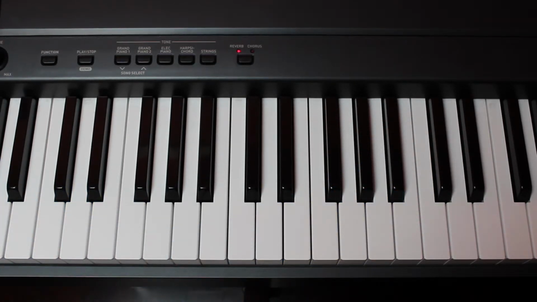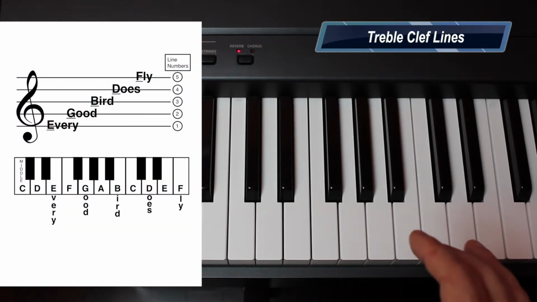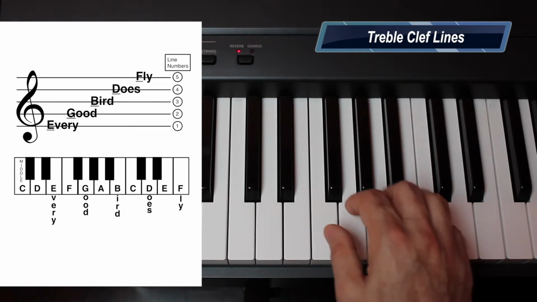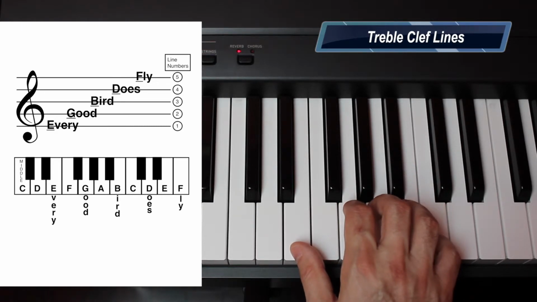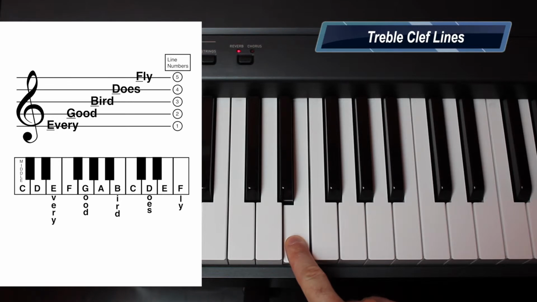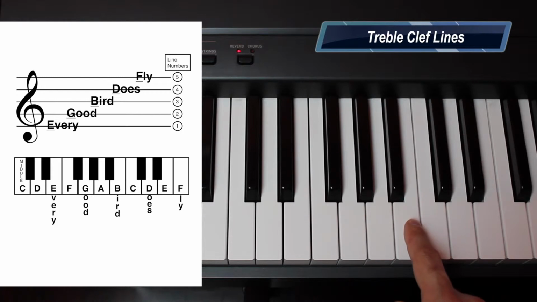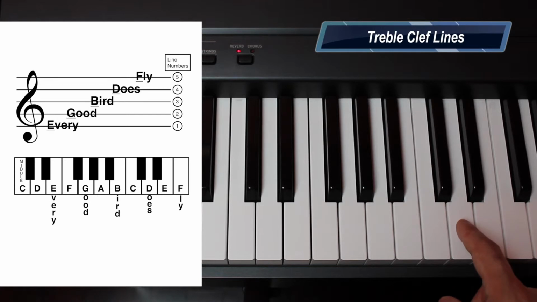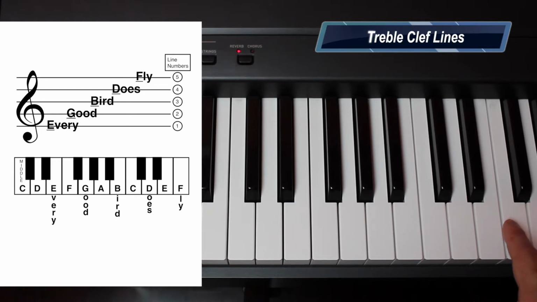So we had two sayings, one for the lines of the treble clef and one for the spaces of the treble clef. The notes that are associated with the saying for the lines are E, G, B, D, and F. And those are right. I'll show you the positions of those notes on the keyboard. The E for every is right here. The G for good is right here. The B for bird is right here. The D for does is right here. And the F for fly is right here.